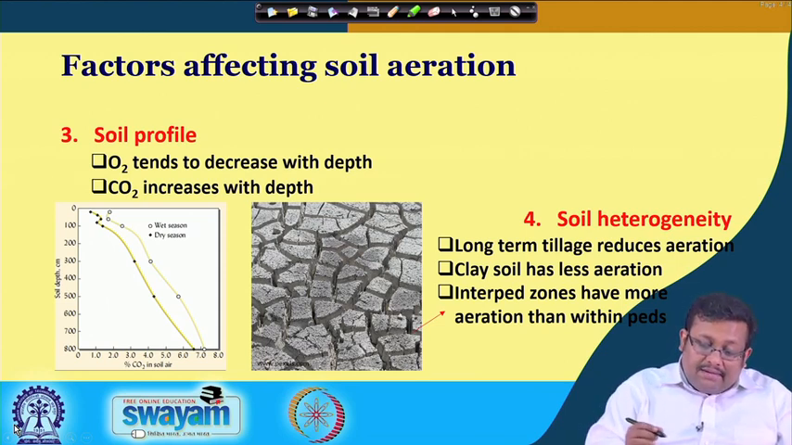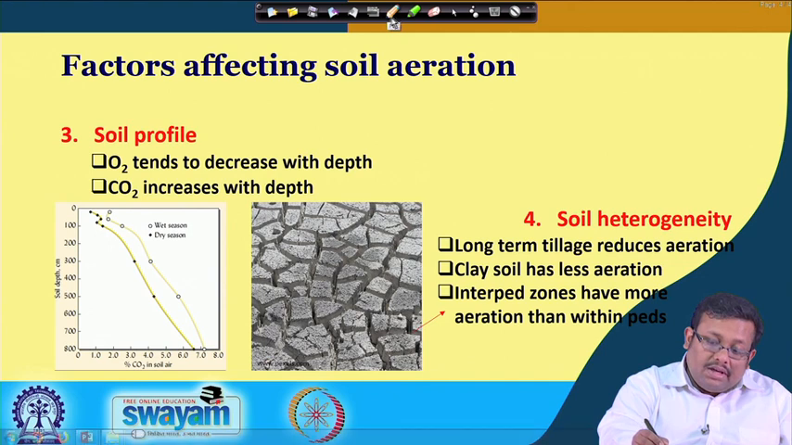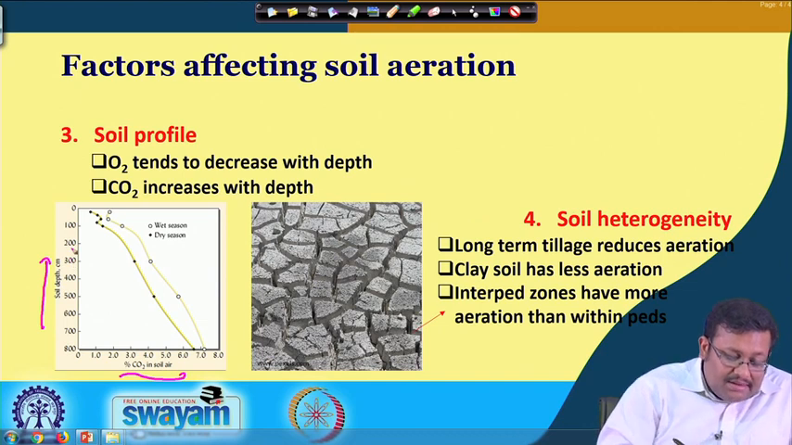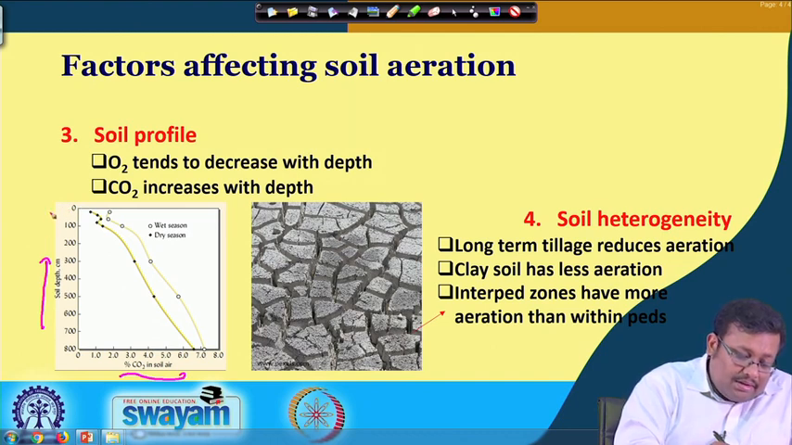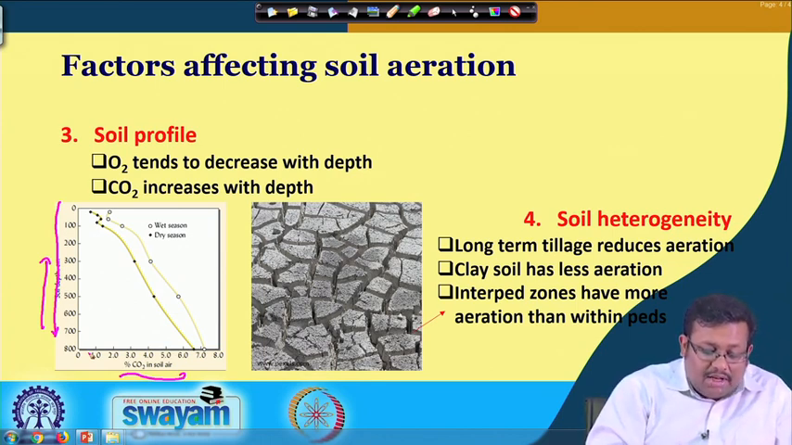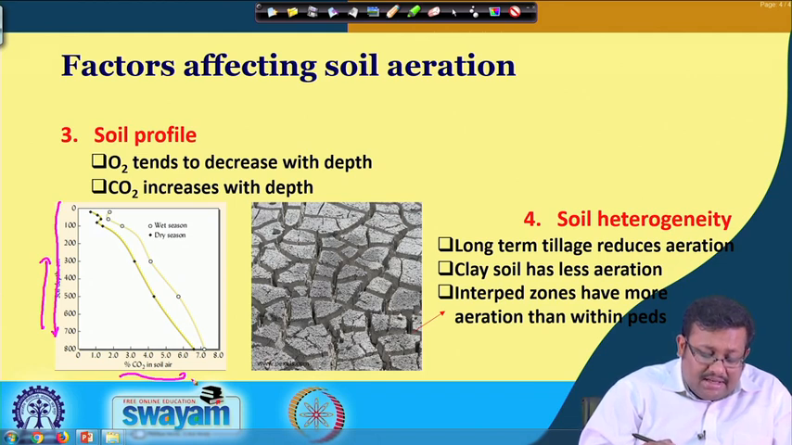You can see that clearly in this graph. If we plot the percentage of carbon dioxide on the x axis, and on the y axis the soil depth in centimeter, you will see that the depth increases from 0 to 800 centimeter, and as a result of that increase in soil depth, the percentage of carbon dioxide in the soil air is increasing. Also, this increase in carbon dioxide in soil air is higher in the wet season than in the dry season.